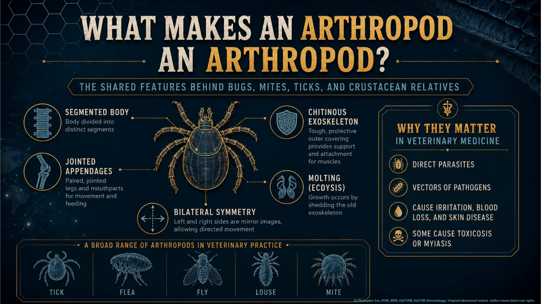Clinically, these features matter because body plan predicts behavior. The shape of the flea helps it move through the hair. The mouth parts of a tick help it attach and feed. The life stage of a mite affects what sample we collect and how we diagnose the problem.